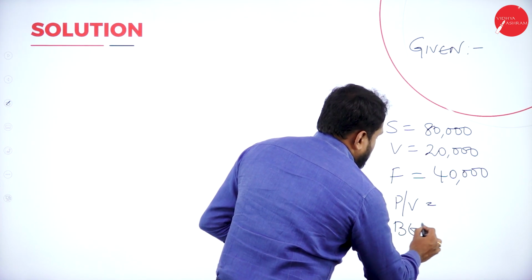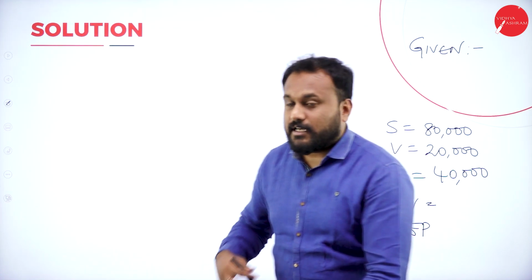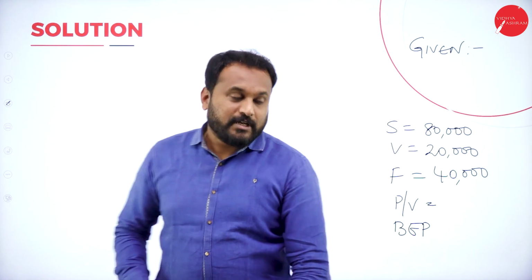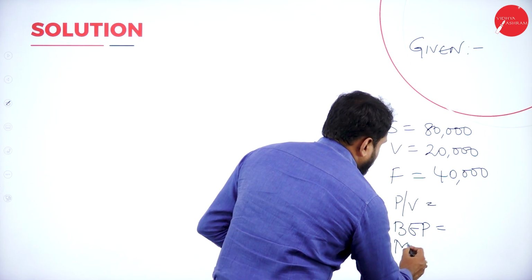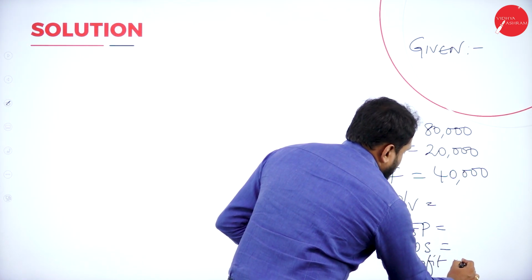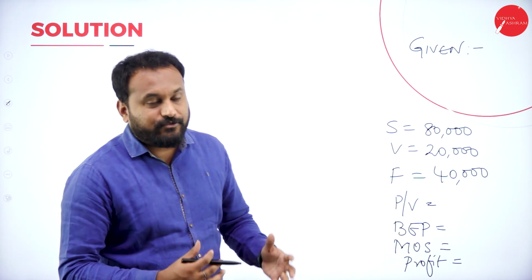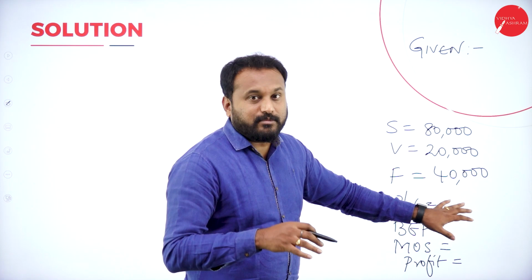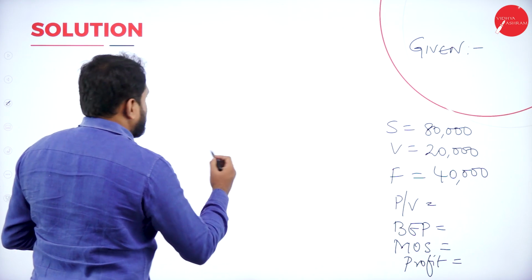Then BEP, I should actually go for it. Then let's read the question here. BEP sales, MOS and profit, isn't it? BEP is equal to, let's go with MOS is equal to, and then the profit is equal to. So I need to find PV, BEP, MOS and profit. Let's go with the formulas now. To find PV, I need to know contribution, isn't it? Because PV is equal to C by S into 100.